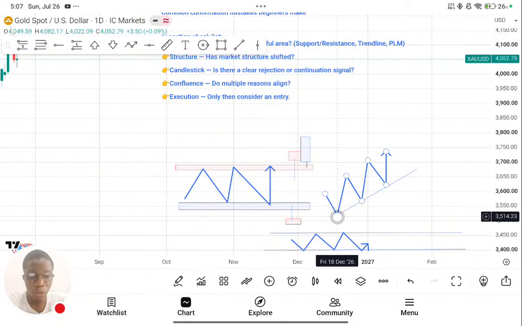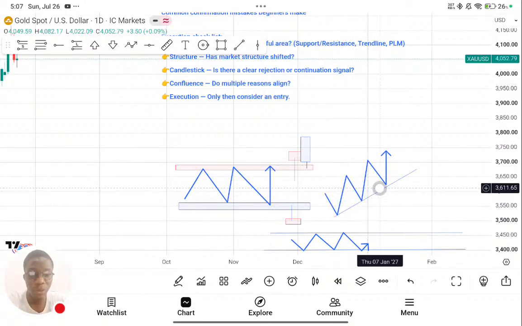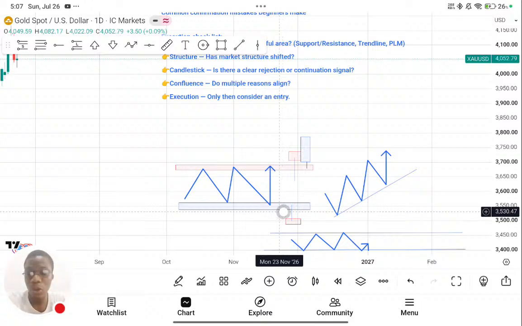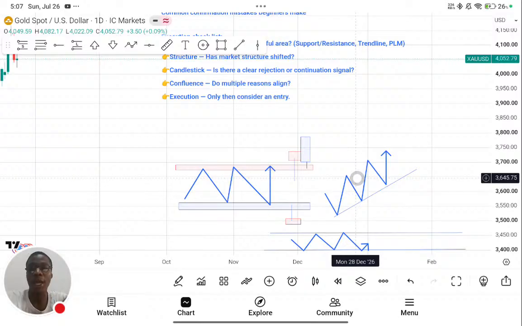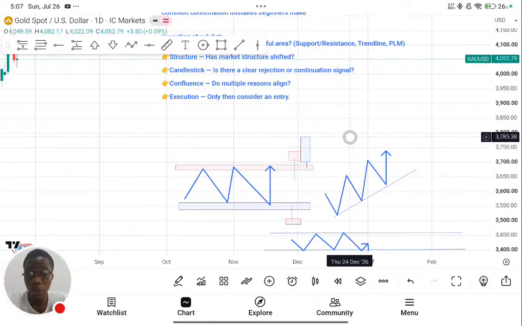Where this low, price came, it couldn't break this low. Price came, it couldn't break the previous low. That is what qualifies an uptrend. Also, if you just do the inverse of it, that's what qualifies for a downtrend. That's how you would answer the question of whether this is a downtrend or an uptrend. That is a structural question, right?